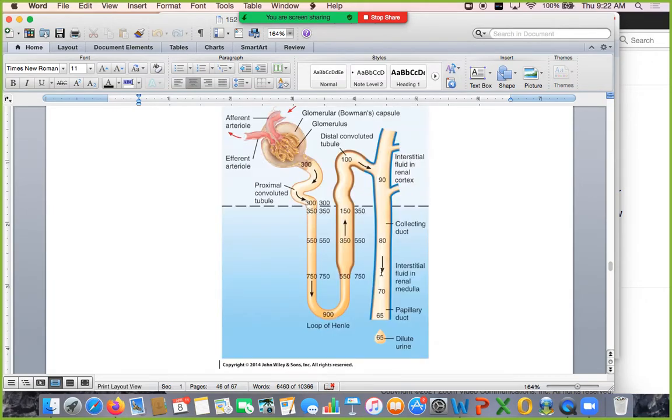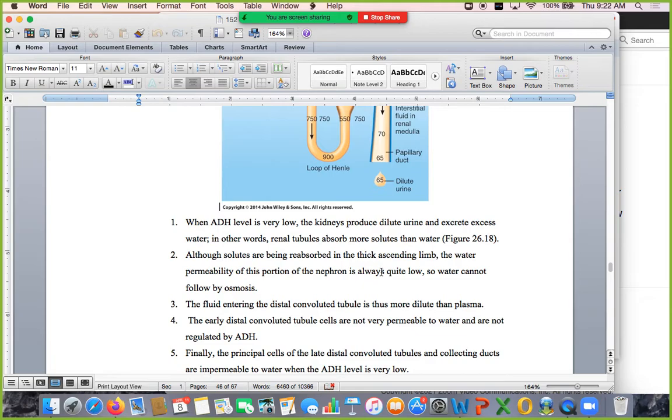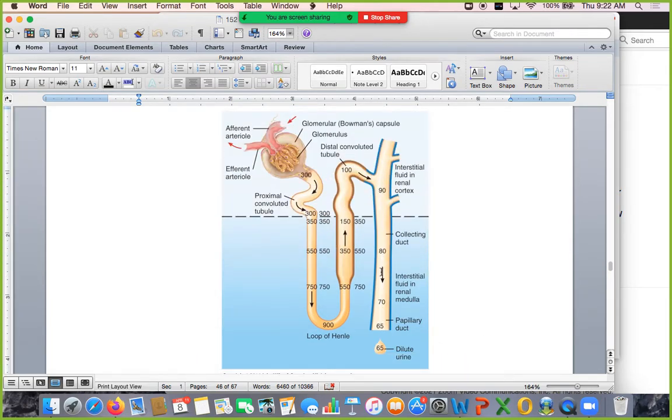All right, so as I mentioned previously, concentrated urine and dilute urine are made by 2 similar but different pathways. So this pathway is going to show you the formation of dilute urine. Basically what happens with dilute urine, so you have low ADH levels, so low antidiuretic hormone, which means that we can go ahead and let some water out. So the kidneys are going to produce diluted urine and excrete the excess water. And we are going to have the solutes resorb in that thick ascending limb, but the water is not necessarily going to follow by osmosis during that thick ascending limb. And at this point, the fluid that enters into the distal convoluted tubule here is going to be more dilute than the blood plasma. So the water is going to be leaving the body.